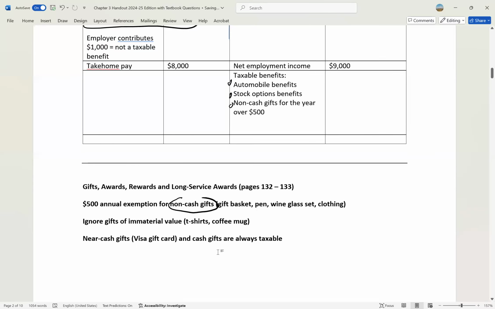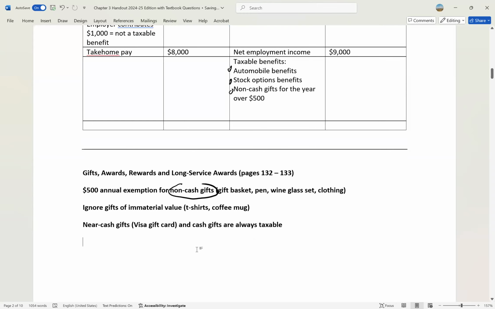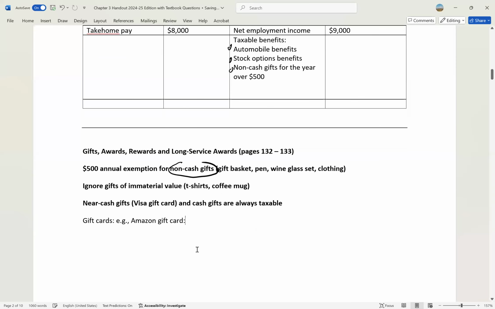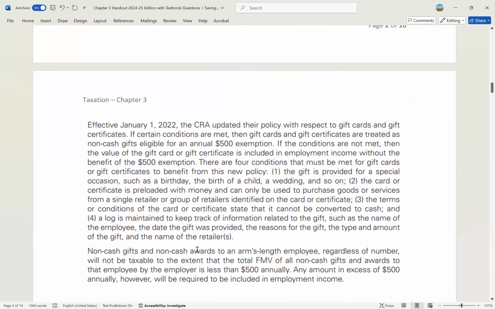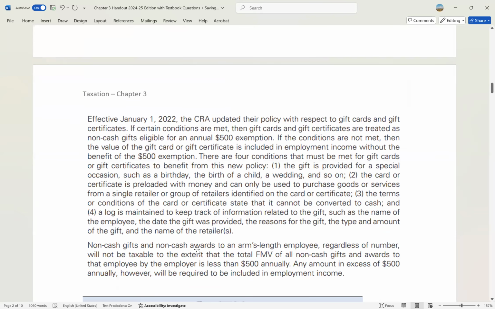Now, there's a specific rule with respect to gift cards. So let's say you get a gift card from, let's say, Amazon. Is that considered a non-cash gift, or is that considered a near cash gift? What I did was cut and paste this from the textbook. It's over those 2 pages that I mentioned. And this is where CRA has a policy that they follow. I'm going to highlight these points here.